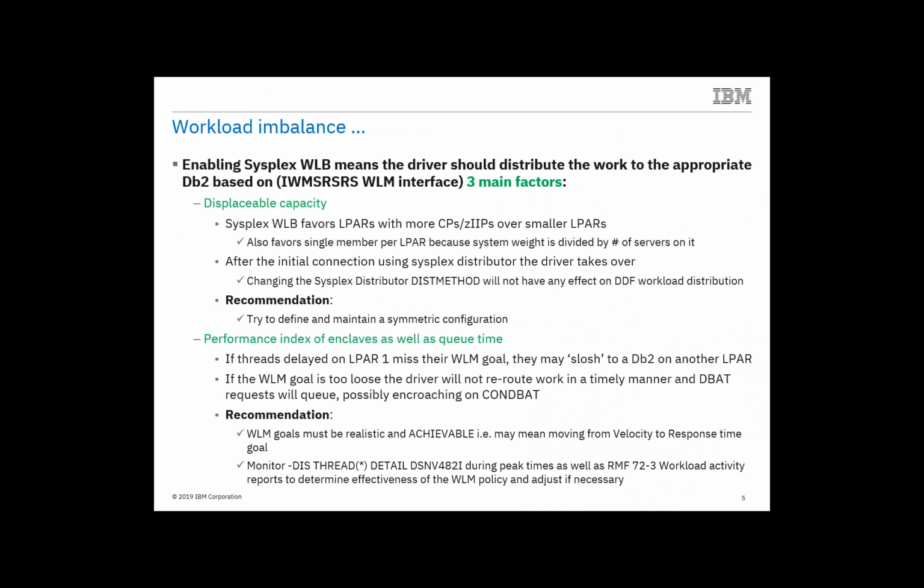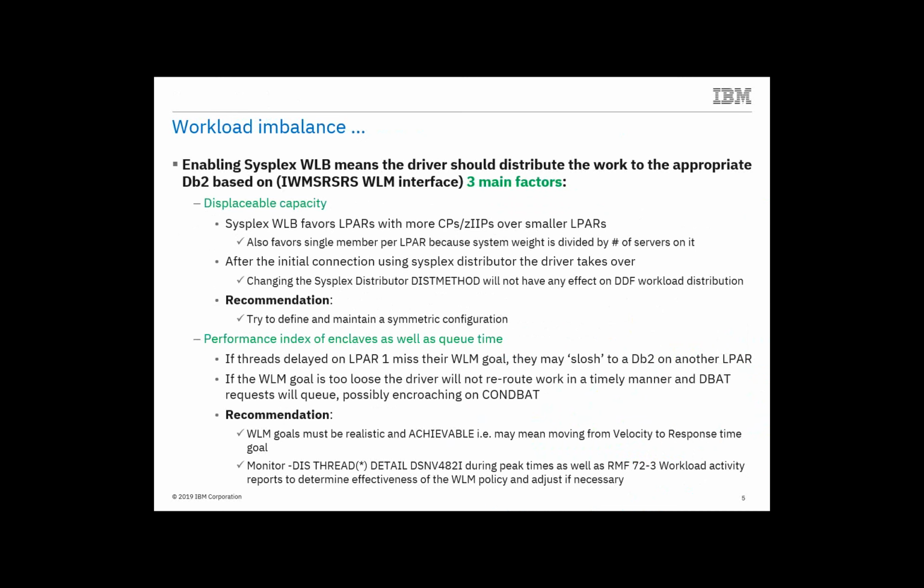The next big one is the performance index, meaning how it attained its goal based on WLM of the enclaves in the DRDA workload coming in. So if they're delayed on one LPAR, so it either missed its performance index or WLM sees the queue growing, then it may shove this workload to another member of the DB2 data sharing group. We've had customers who've seen this and have affectionately named it sloshing.